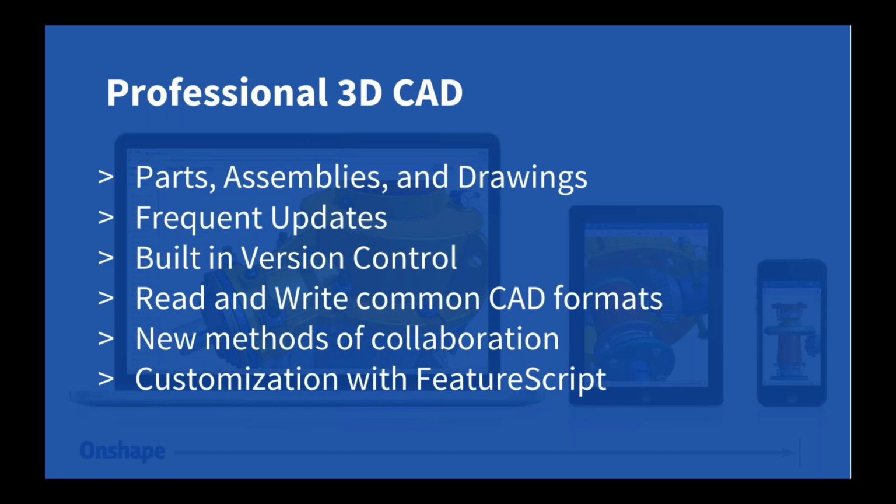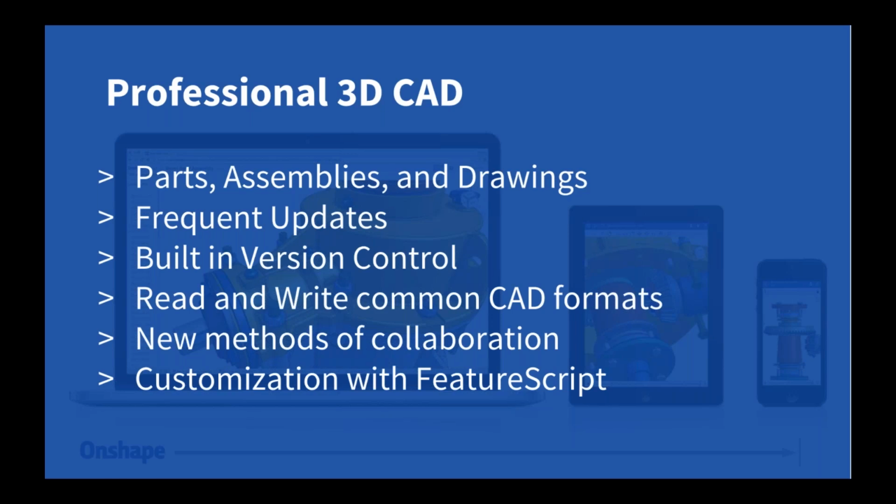So built-in version control, again, you can capture that milestone. Maybe it's a revision in your design. Maybe you just have a certain point that you always want to go back to. You can do that. In Onshape, we have that ability, and it's built into Onshape. It's not something that you have to purchase or manage separately.